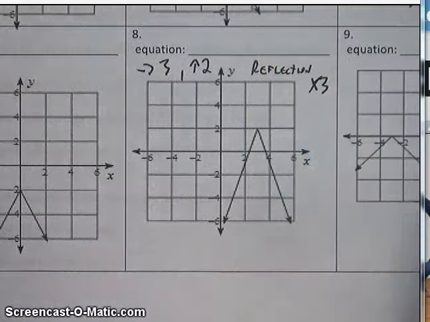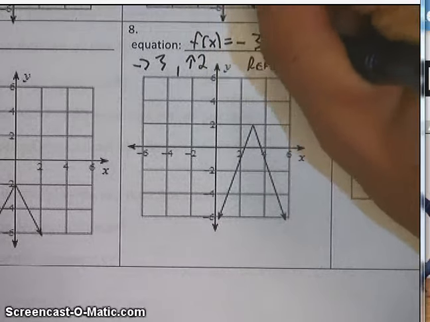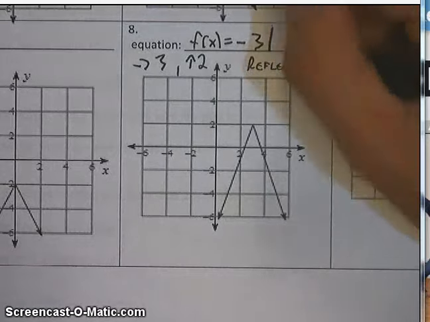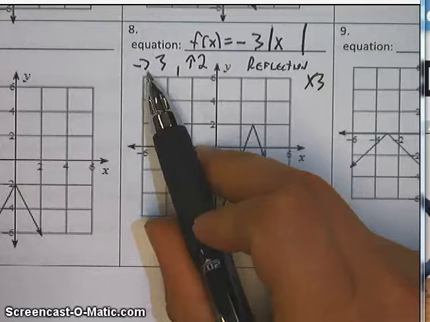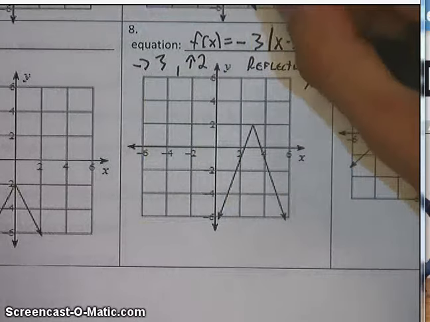When I write the equation, I'm going to write f of x, or y, equals, reflection is negative. It's been multiplied by 3, so I'm going to put a 3 in front. I'm going to have my absolute value bars, and it's going to be x. We went right 3, so that's going to be minus 3 inside the bars, and then up 2, so that's plus 2.